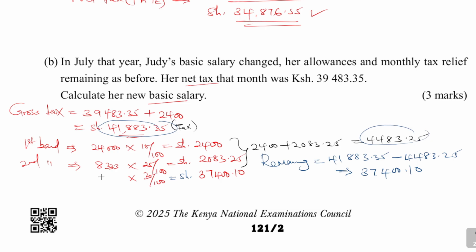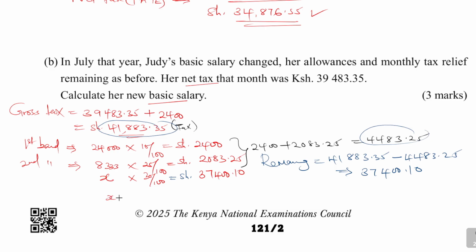So 30%. There is an amount here that was taxed at this band. We call this amount X. We don't know this amount, and when it was taxed at the rate of 30%, that is when you get this tax. So let us get this amount.